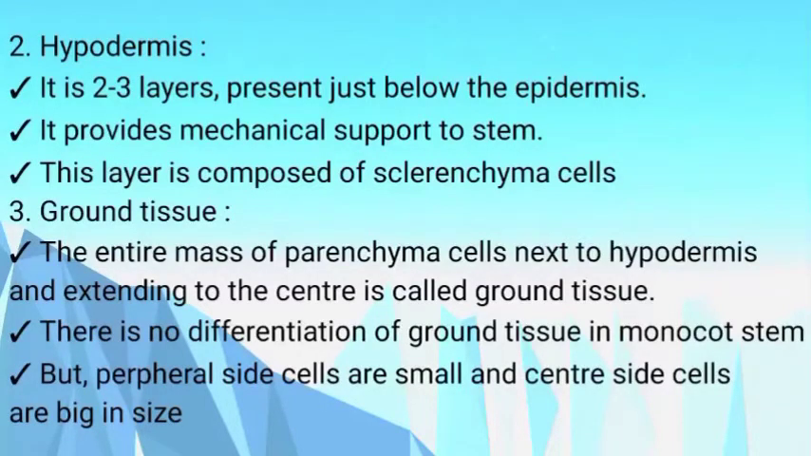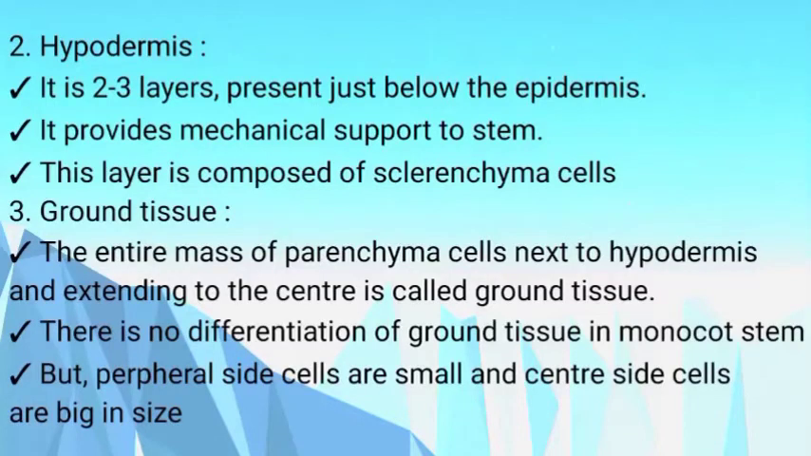Third one, ground tissue. The entire mass of parenchyma cells next to the hypodermis and extending to the center is called ground tissue. There is no differentiation of ground tissue in the monocot stem, but peripheral side cells are smaller ones and central side cells are bigger in size.